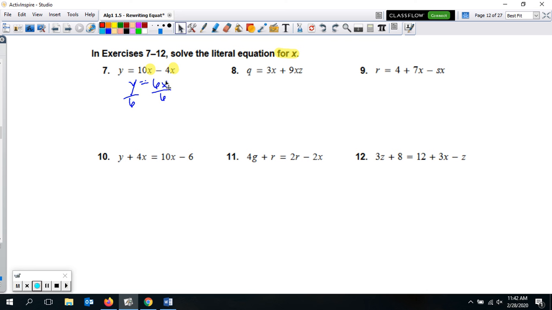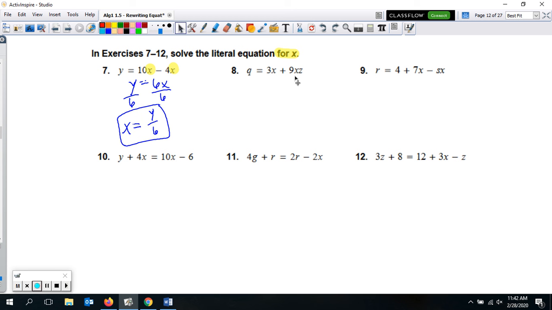And so now x is equal to, I like to put that first. So let's put the x equals first, then it equals this fraction here of y over 6. And that's our answer. So that was fairly simple to do on that one. Number 8, again, we're looking for x.